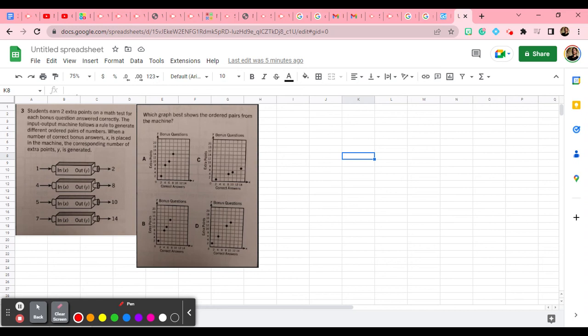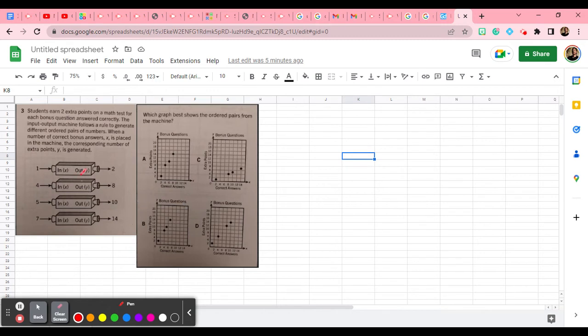Hello, students. We are looking at two things here. We're looking at an input-output machine, which is over here on the left, and graphs. So these are graphs from the coordinate plane.